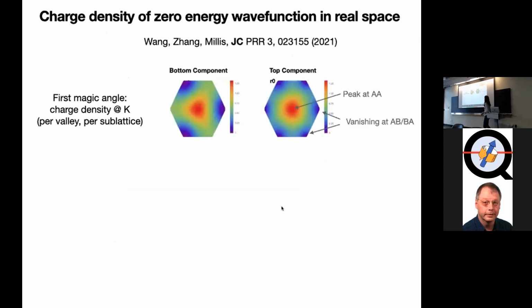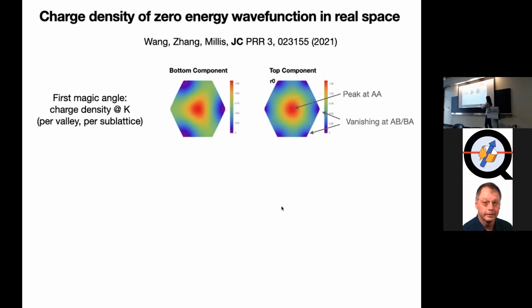So what I said in the beginning is we're going to look at some properties of these flat band wave functions and compare properties at the first magic angle to other magic angles. The first thing we want to look at is charge density. What I'm plotting here is one K point, actually just the capital K point. I'm looking at the wave function in real space. So this is charge density in real space for one of the flat band states.